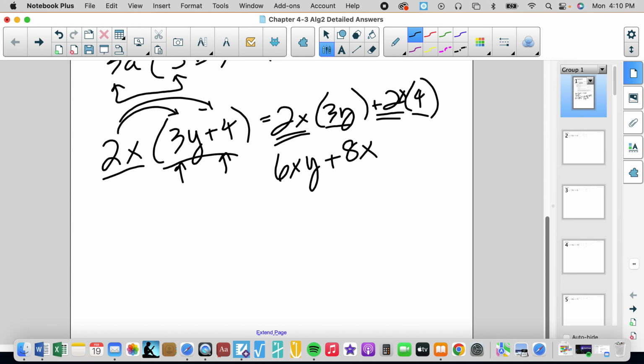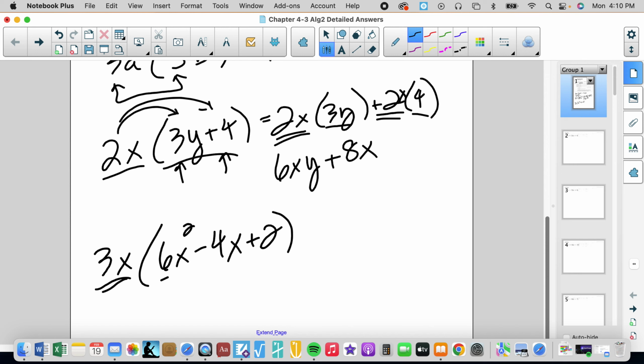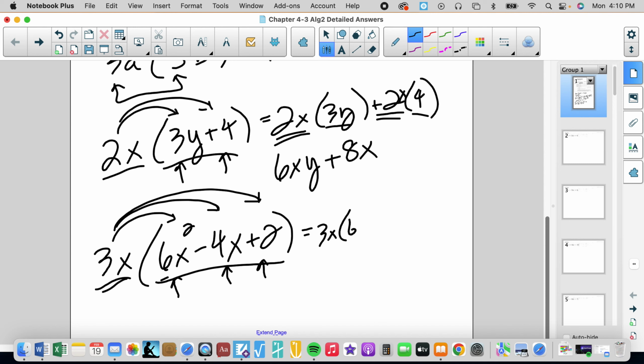And then you can get even more sophisticated and you can do 3x times 6x squared minus 4x plus 2. So we have a monomial times a trinomial, three terms, and all you're doing is distributing to all three terms. More terms to distribute: 3x times 6x squared plus 3x times negative 4x plus 3x times 2. That is 18x to the third minus 12x squared plus 6x.